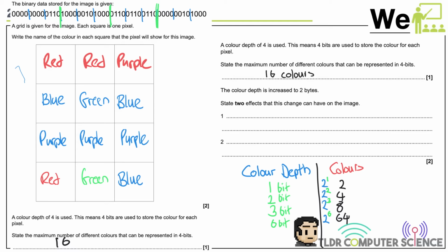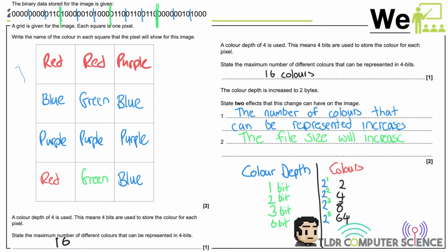Big increase. So that's going to mean that we can show a lot more colors. So the number of colors can be increased dramatically, which would obviously increase the quality of the image. Well, why don't we always just have as big a color depth as possible? Because that would mean that we can show more colors and it can look far better. Well, what's the one big downside of it? That's right, the downside is it's going to massively increase the file size.